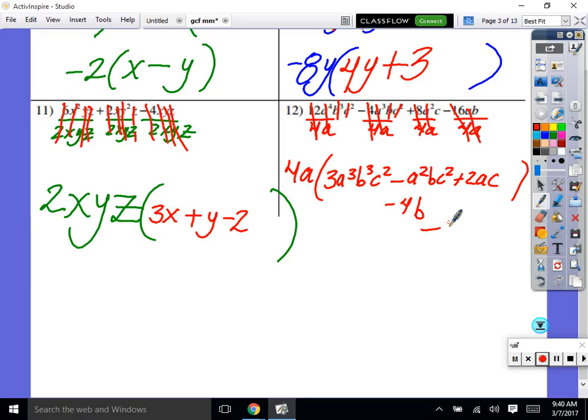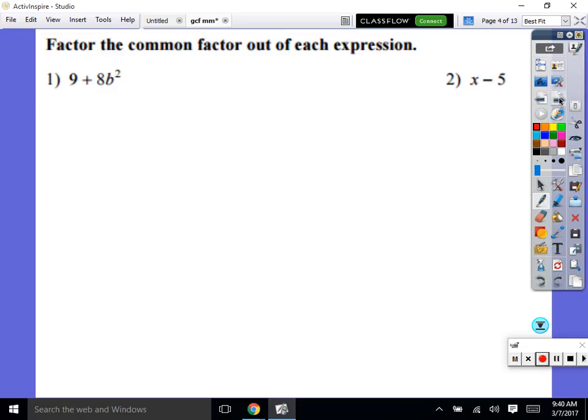Did you guys get it? Awesome. Okay, go to your homework. So these are all the examples. I'm just going to make sure that we're good on a few. So go to number 1 and 2. Ready? Look at number 1. It says factor out the greatest common factor. Do you see how 9 and 8b squared have nothing in common? So can't factor.